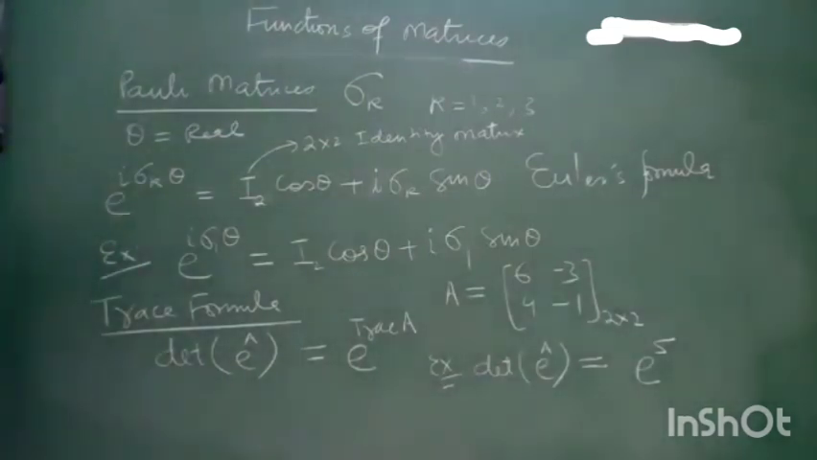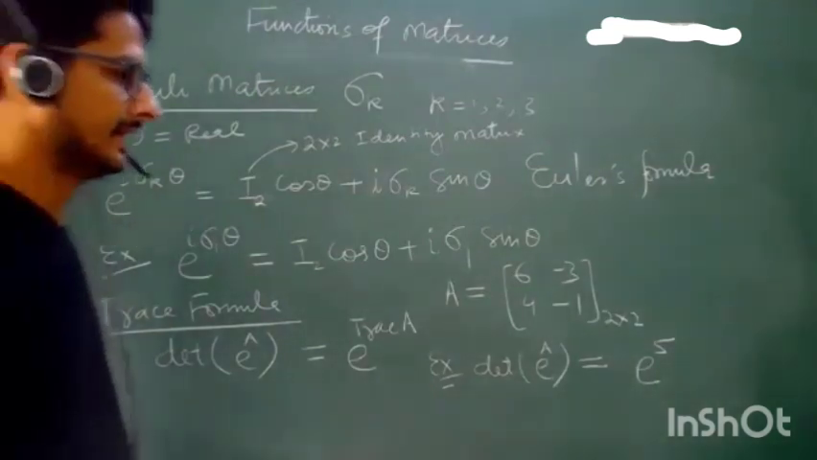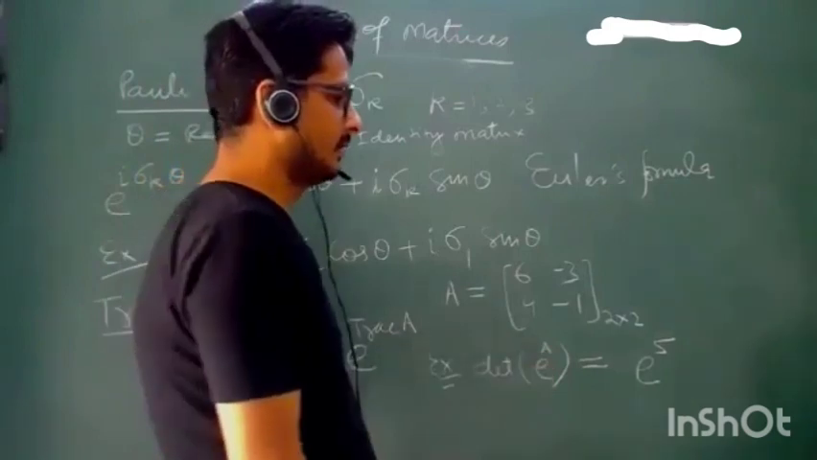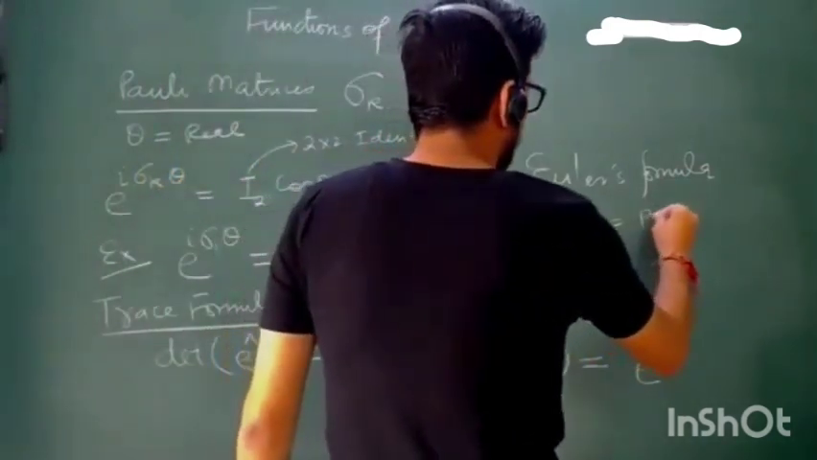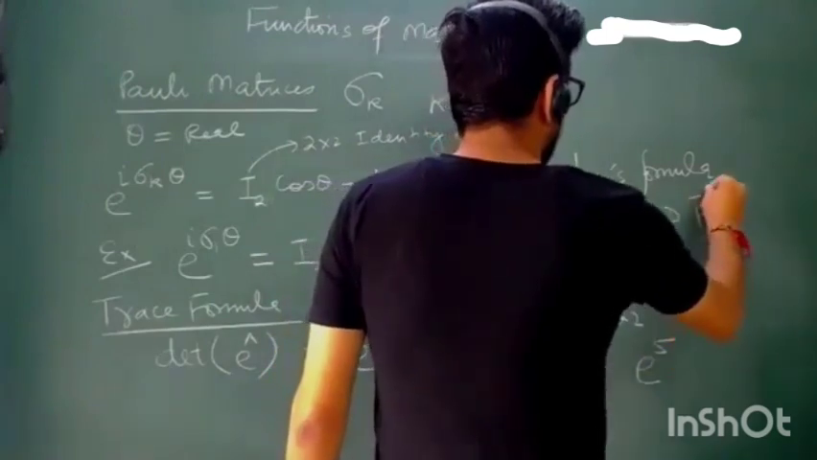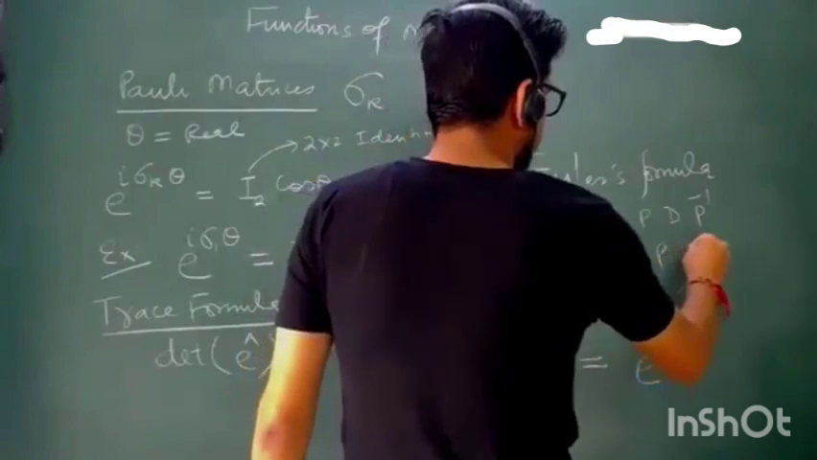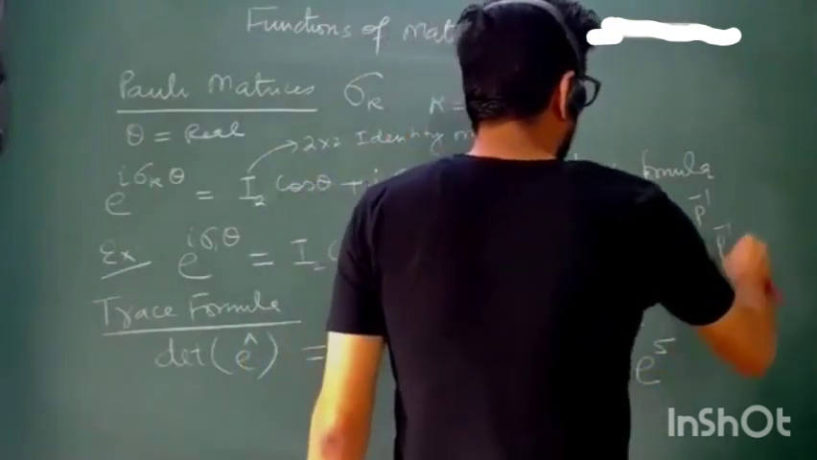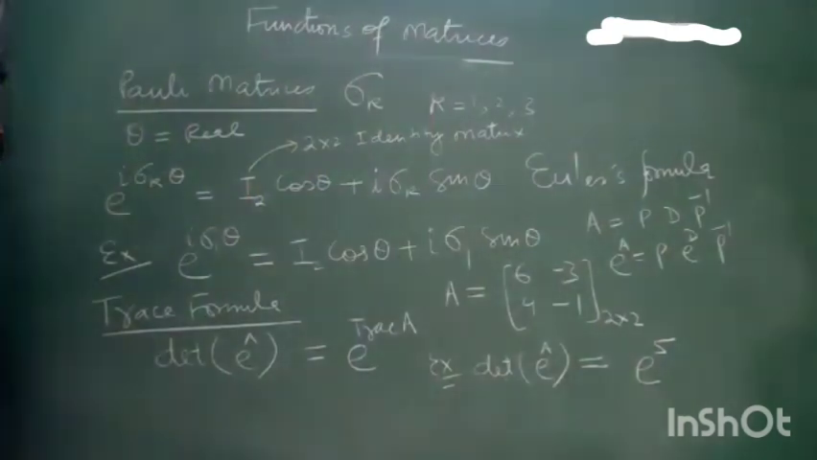Got it or not? Yes, sir, got it. Otherwise, this value will be difficult to write because you know A is equal to P D P inverse, and if you write e to the power A, that will become P e to the power D P inverse. All that you have to solve and then calculate the determinant value. Correct? So this is a very nice formula for the determinant of that.